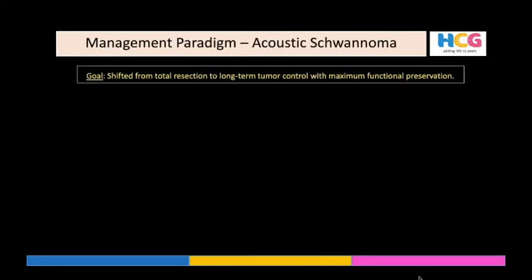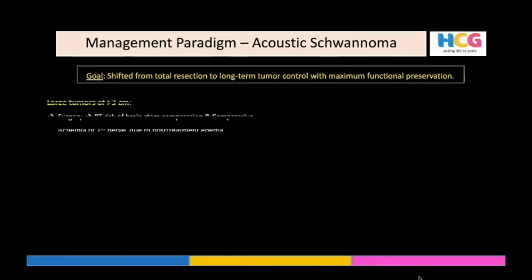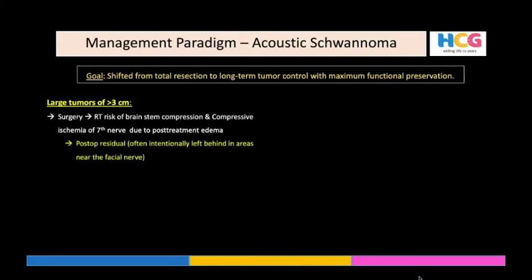So, if you want to summarize whatever presentation Dr. Deo Pujari has made, as I said earlier, the goal in surgery has shifted from total resection to more towards long-term tumor control with maximum functional preservation. For large tumors greater than 3 centimeters, undoubtedly surgery is the best option. We need to definitely do the surgery because radiation partially increases the brainstem compression and compressive ischemia of the 7th nerve due to post-treatment edema.